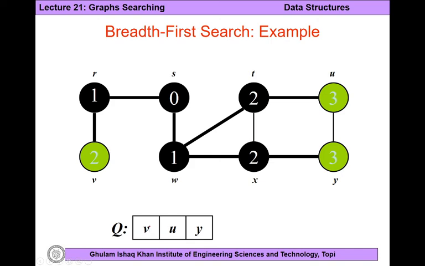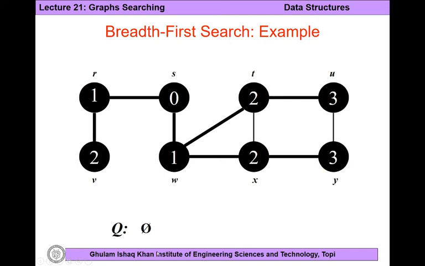Now which node is in front of the queue? V. Now V is in the queue, and there is no unexplored neighbor of V, so it will simply become black, and V will be removed from the queue. And again U is in front of the queue, and there is no unexplored neighbor of U, so it will become black and it will be removed from the queue, and same goes for Y. Right? So this is how we have searched the graph in a breadth first search manner, right?